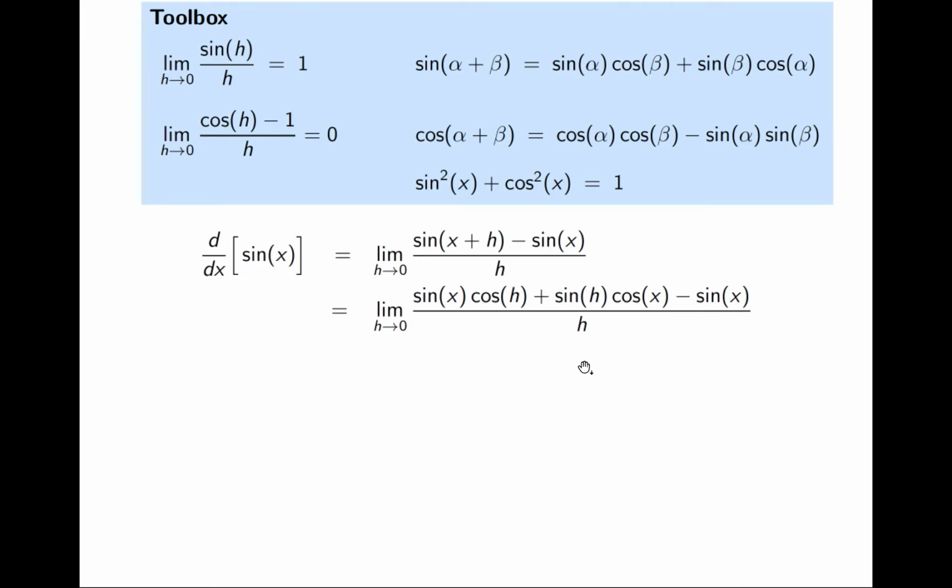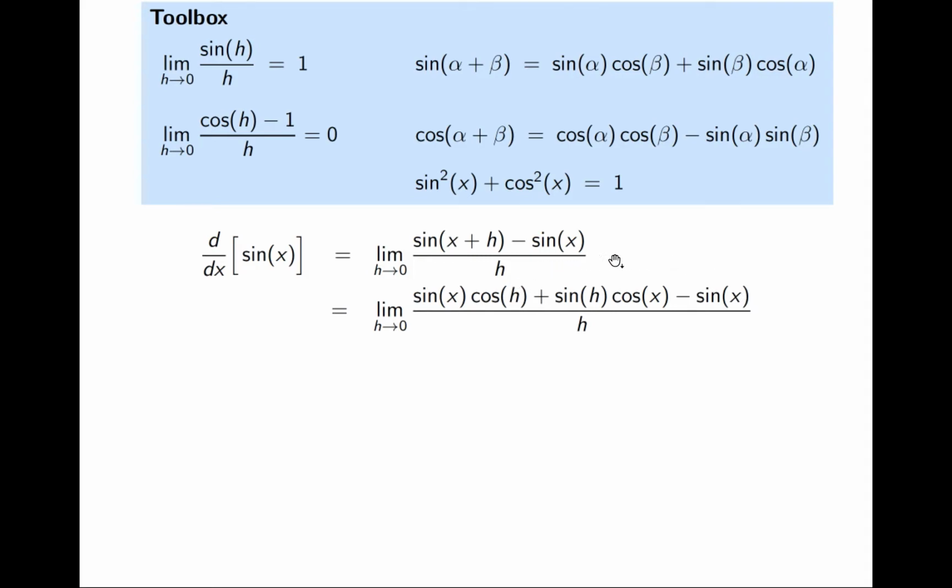Okay, what can we do here? We want to get rid of this h. And look what we have right there, a sine of h over h. And we know the limit as h goes to 0 of sine of h over h is 1. So that's a pattern that we could use there. We got a bunch of other stuff too. Let's see, a sine of x times a cosine of h, and also a minus sine of x over here.